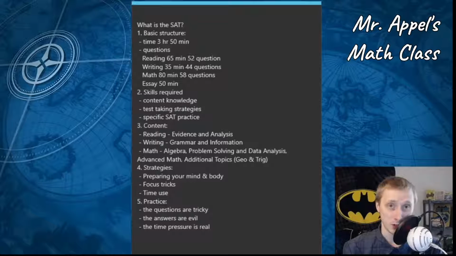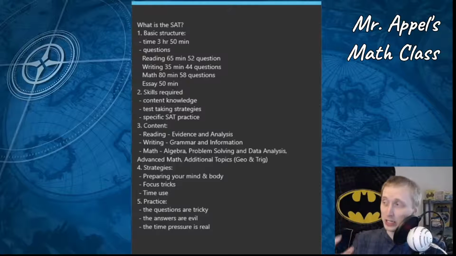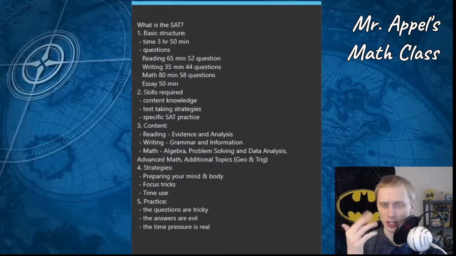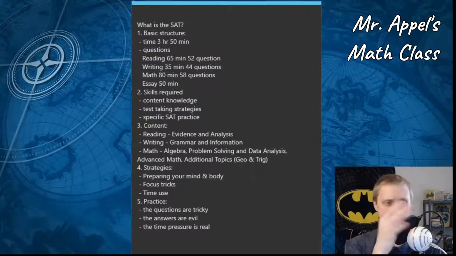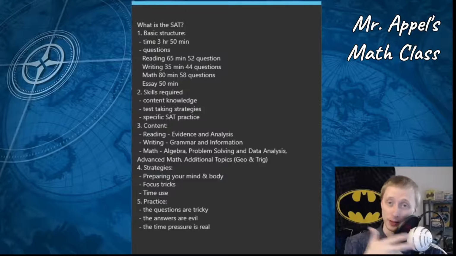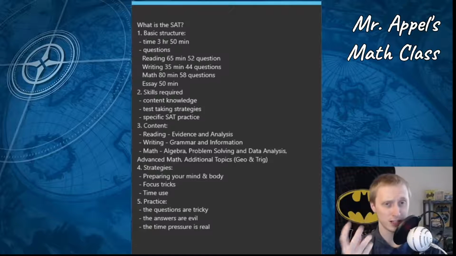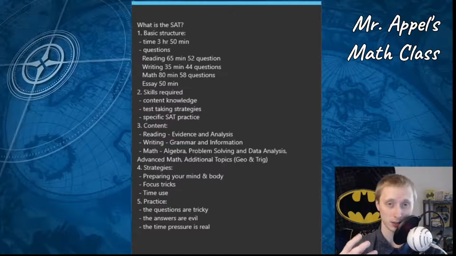The first section of the SAT is the reading section. They call it the evidence and analysis, in which you are reading a passage. You're going to look for evidence to answer the question, oh, why did the character do this action? You read the passage, oh, it says because he thought this. And you will use that information to answer the questions. So you are looking for evidence that supports your analytical answers.